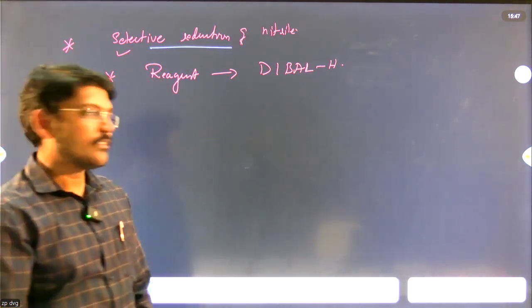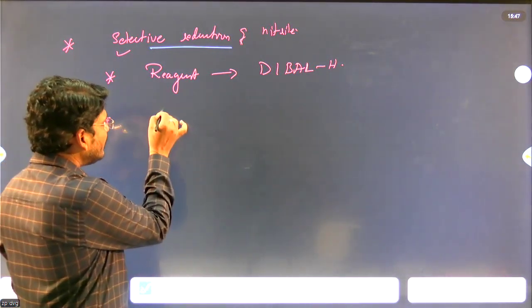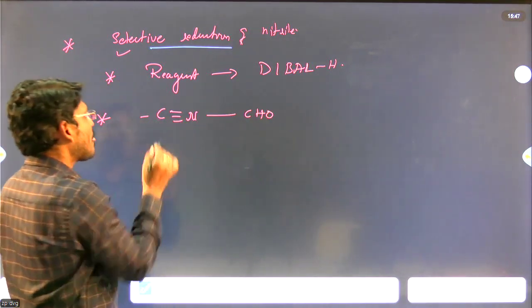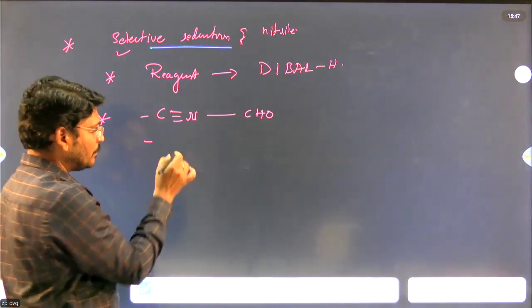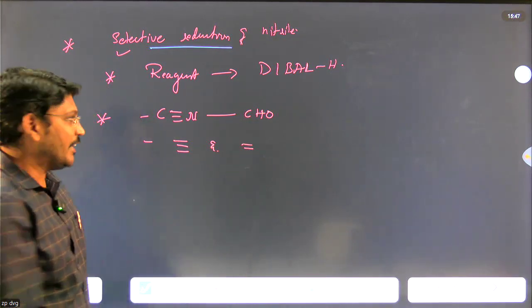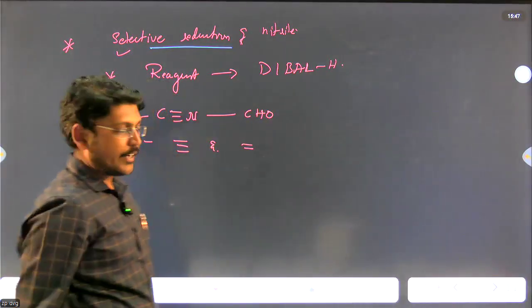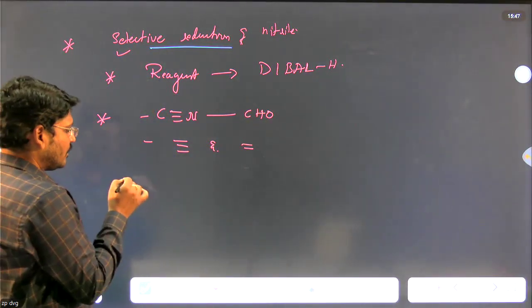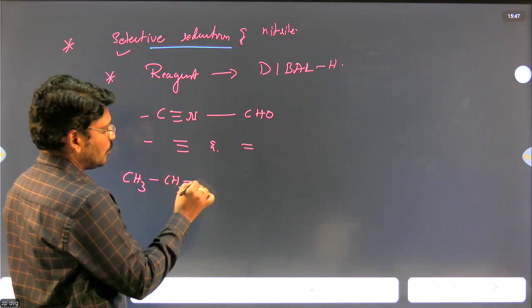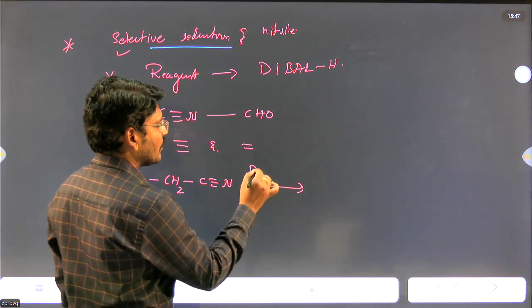What is the reason behind that? Why does it act as a selective reducing agent? The explanation is very simple. It easily converts a nitrile group into an aldehyde. That is one thing. But it cannot disturb a triple bond or any double bonds present here. So it is unable to convert a triple bond or a double bond, but it can convert cyanide into what? An aldehyde. So you know CH3, CH2, C triple bond N, and this should react with DIBAL.